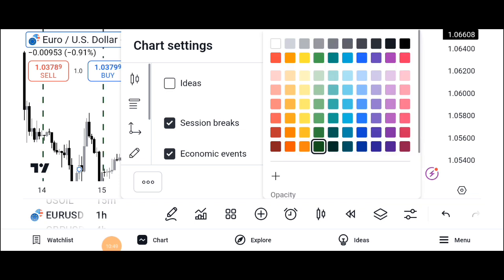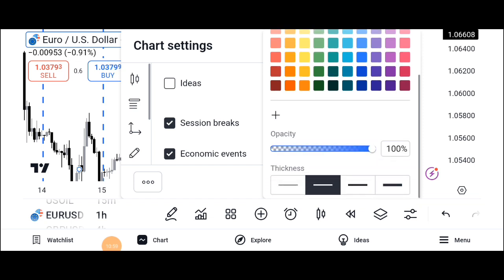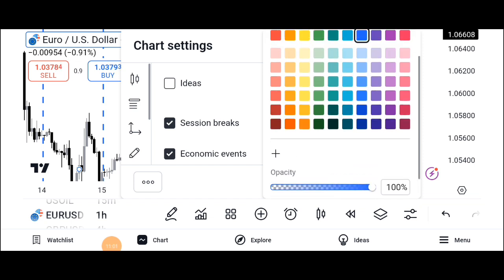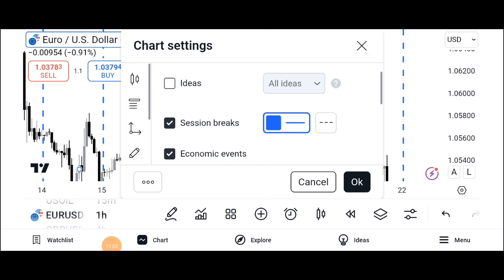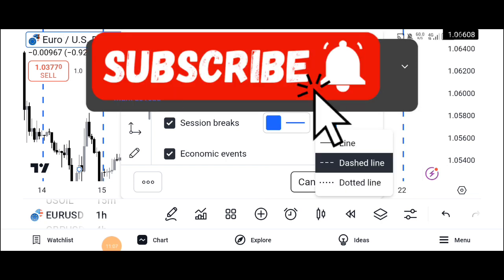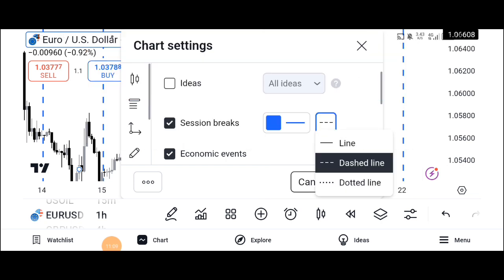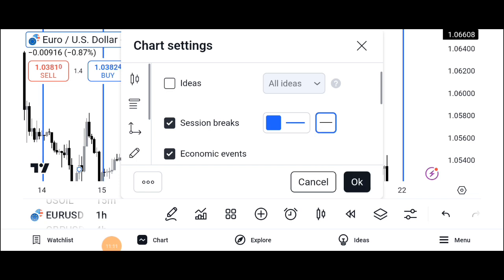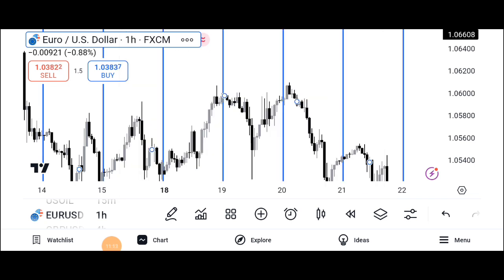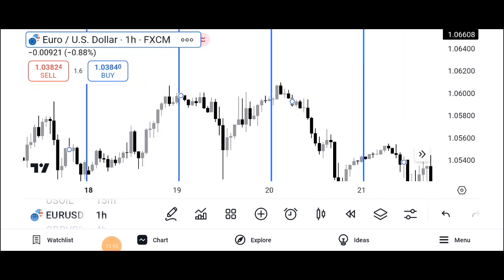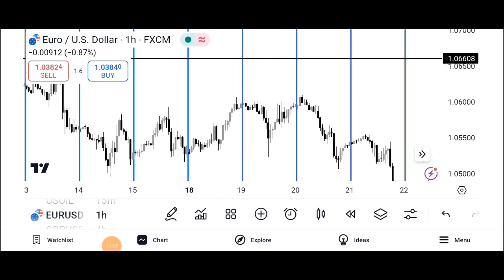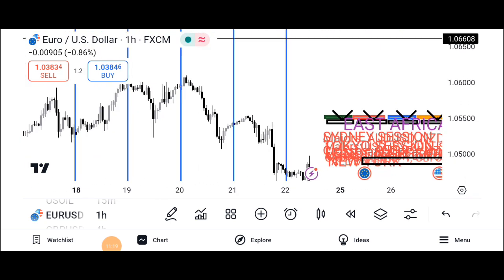Okay, since I'm having black and gray candlesticks, maybe I could choose to go with a lighter blue, a lighter color. And then after that the thickness I'm okay with it. You could decide to go with a continuous line and not a dotted line. You could decide to go with a dashed line, then press OK, and that's it, you see. So this is it. This tells you when a session is starting and when it is ending.